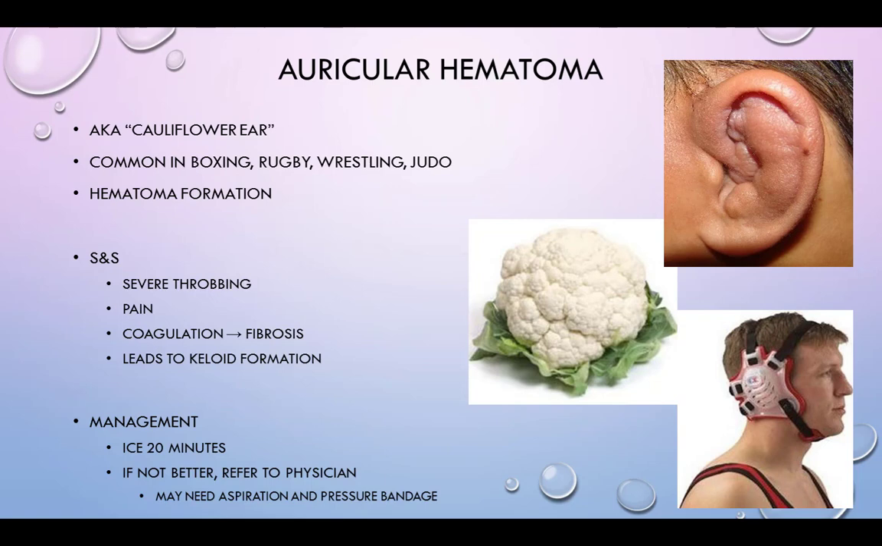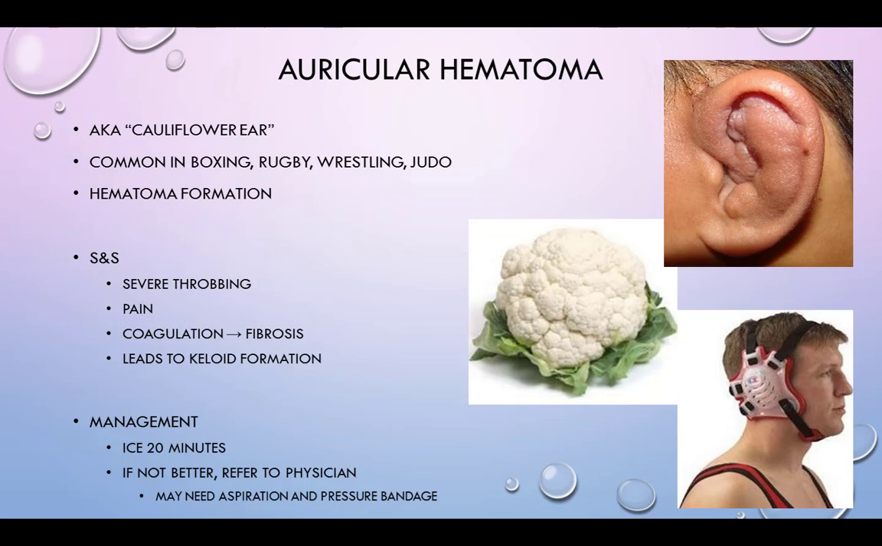Common signs and symptoms include severe pain and throbbing, coagulation or pooling of the blood, which results in a hardening of the tissue, and a fibrosis, which leads to keloid scar formation. To manage auricular hematomas, apply ice for 20 minutes. If it is not better, refer to the physician as it may need aspiration or to be drained and a pressure bandage.